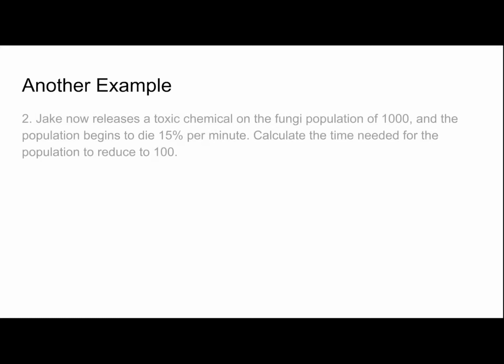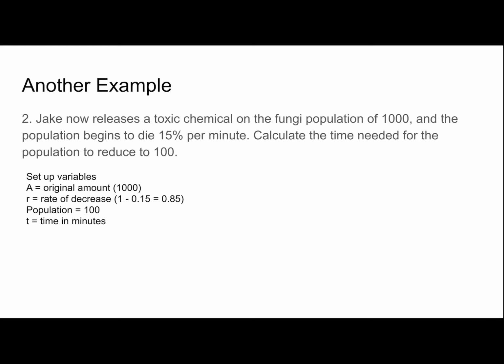Alright, so another example here. Jake now releases a toxic chemical on the fungi population of 1,000, and the population begins to die at 15% per minute. Calculate the time needed for the population to reduce to 100. In this question, it's exactly the same as the last question, except this time we're not dealing with an increase, we're dealing with a decrease. So we just need to reverse everything. Once again, step 1, model our equation.